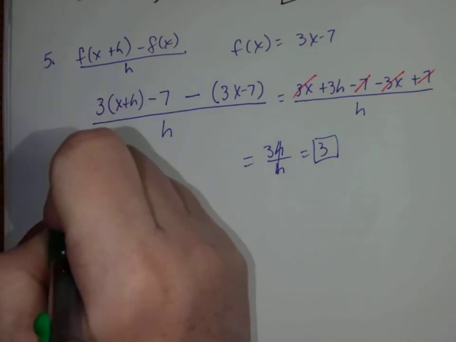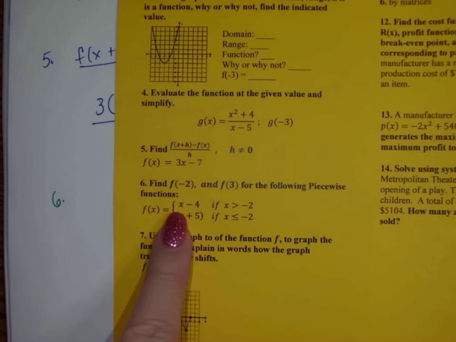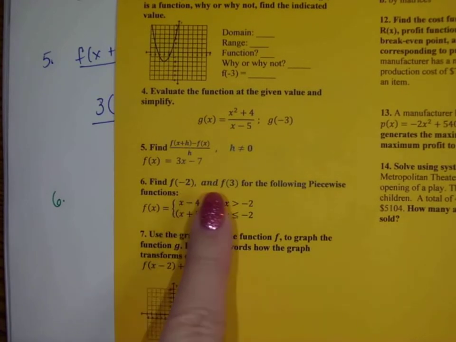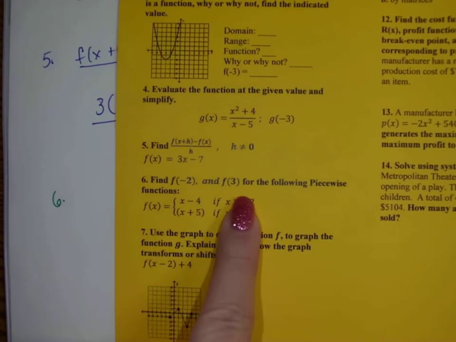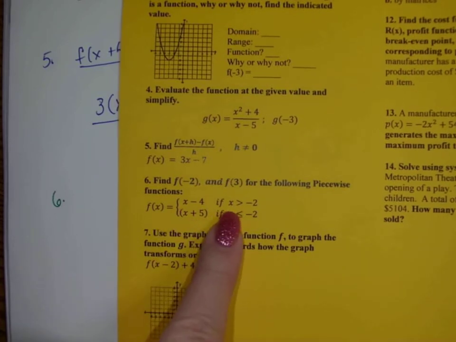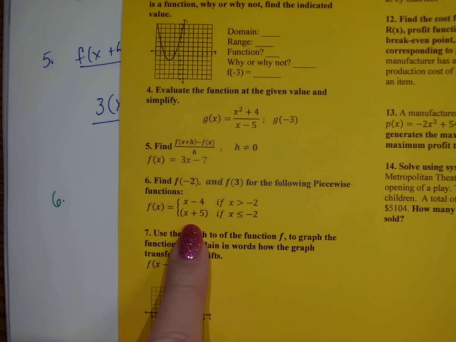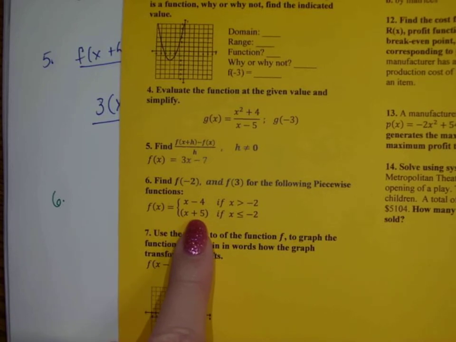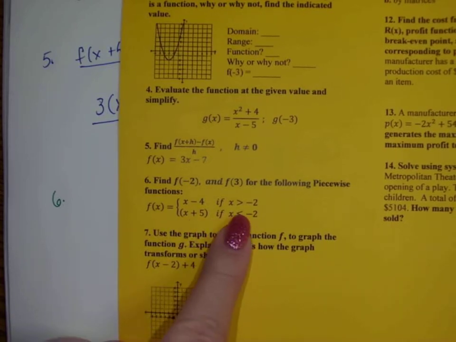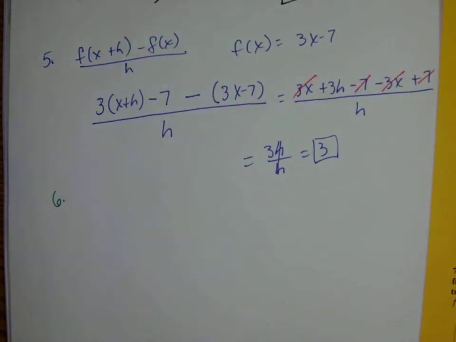All right, for number 6, we are looking at a piecewise function. We need to find f at -2 and f at 3. So we have x minus 4 if x is greater than -2, and x plus 5, I'm not sure why there's parentheses there, they don't need to be there, if x is less than or equal to -2. So parentheses have no bearing there.